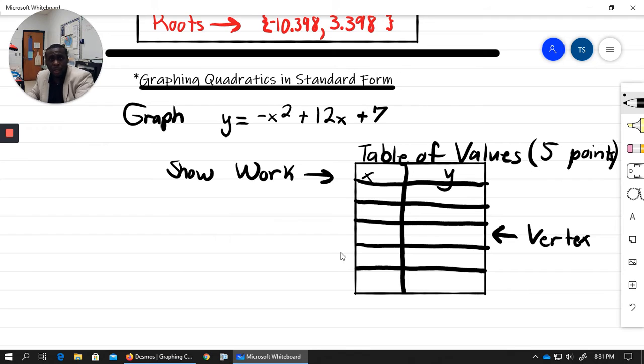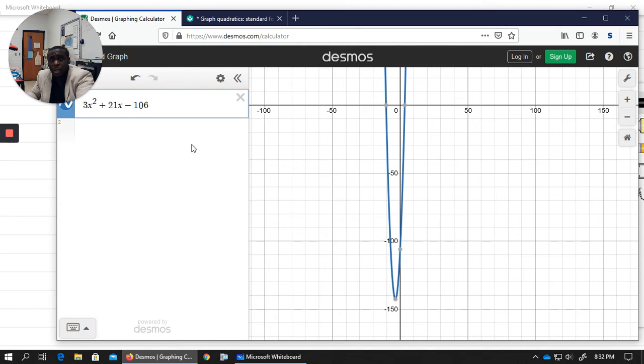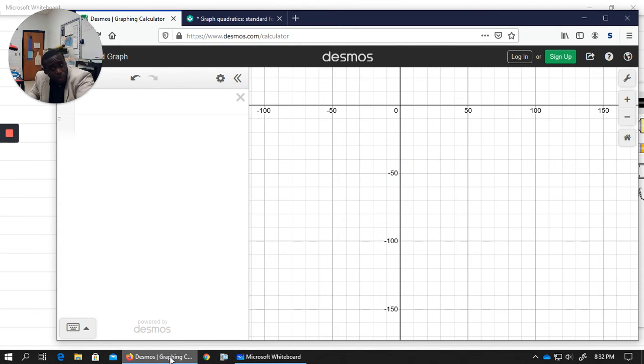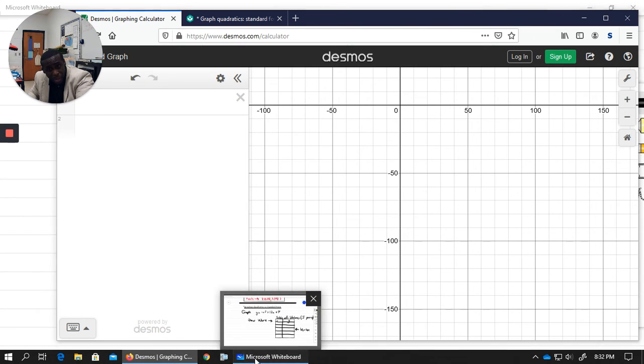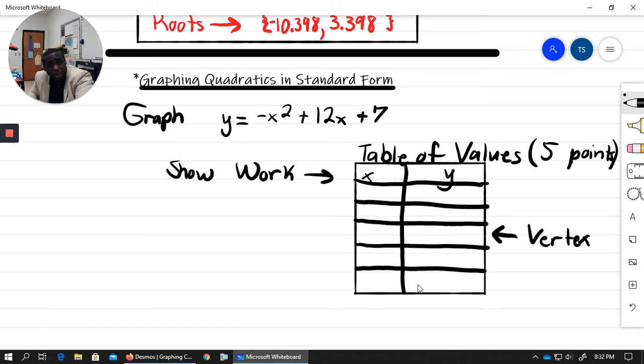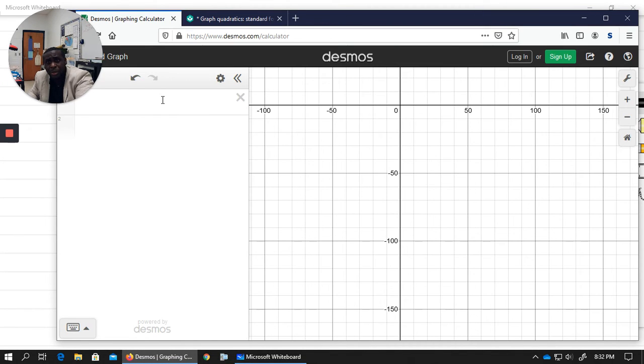So again, and I'm about to show you, of course, let's look at this particular graph on the Desmos graphing calculator. You can use the graphing technologies, graphing calculator or Desmos, to do this. But again, the work that I want you to show for this particular example is where you make a table of values with 5 points, put the vertex in the middle, and let me show you exactly how you're going to do that.